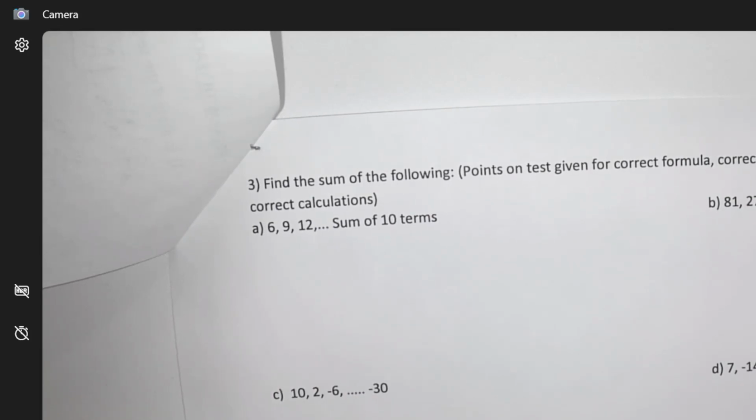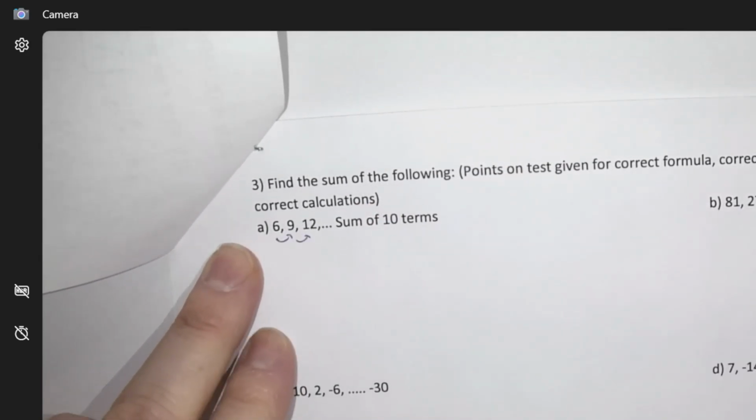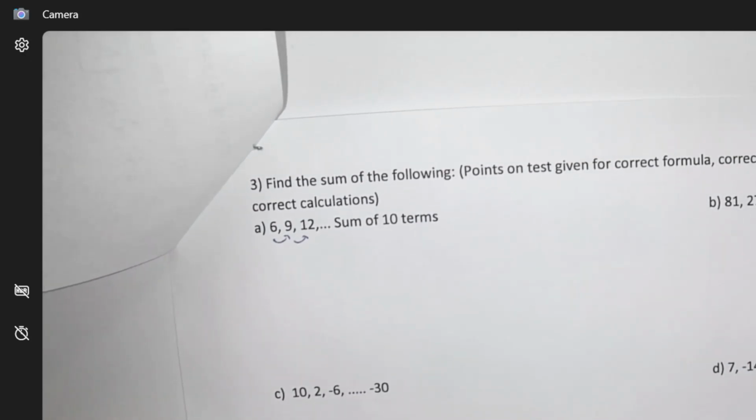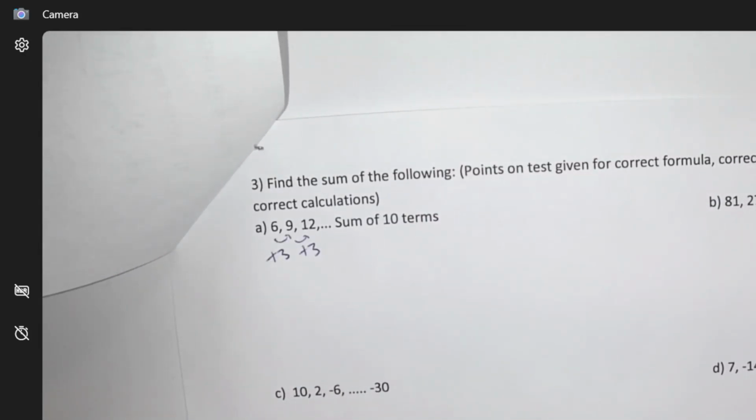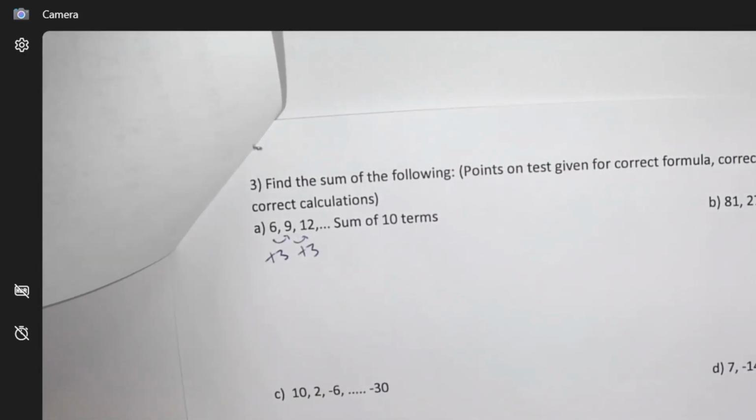Okay, figuring out the sums is the next part. You need to decide what's going on. Is there a pattern, and what kind of pattern is it? Add 3. Yep. So it's arithmetic. Do you know which formula you would use?